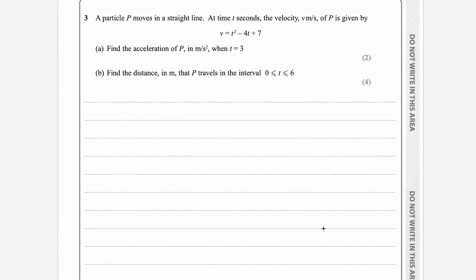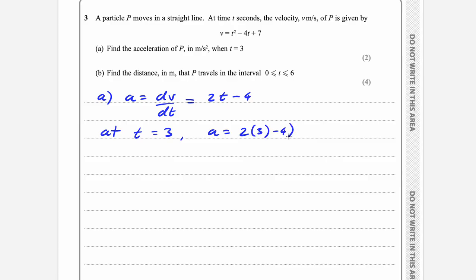Question 3. A particle moves in a straight line. At time t, the velocity is given by this. Find the acceleration of P when t is 3. Okay, that's easy, guys, I think. Acceleration, let's call it a, is equal to dv/dt, the derivative of the velocity. And dv/dt is here 2t minus 4. Then at t equals 3, a equals 2 times 3 minus 4, which is 6 minus 4, which is 2. Okay, easy. 2 meters per second squared.